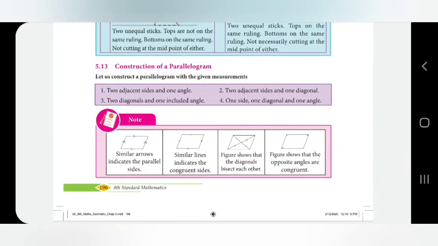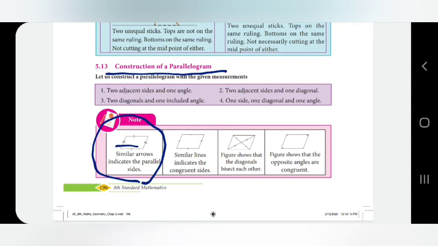Then construction of a parallelogram. What is a parallelogram? In a parallelogram, the opposite sides are parallel. In a simple way we can say that. How to construct a parallelogram? If you see this, note that similar arrows indicate the parallel sides.